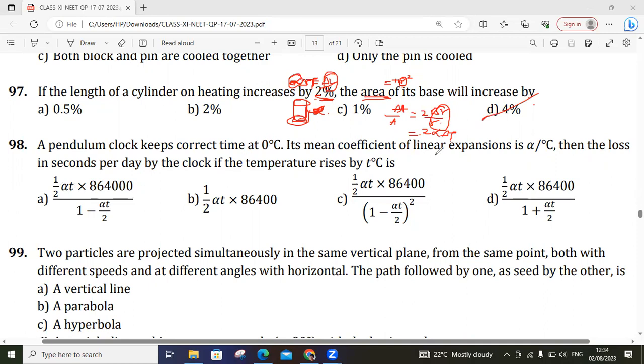Then a pendulum clock keeps correct time at 0 degrees Celsius. Its mean coefficient of linear expansion is alpha per degree Celsius. Then find the loss in seconds per day by the clock if the temperature rises by T degrees Celsius. Okay, and this concept I have not taught in class, I think, but I'll just tell you now how to do it.